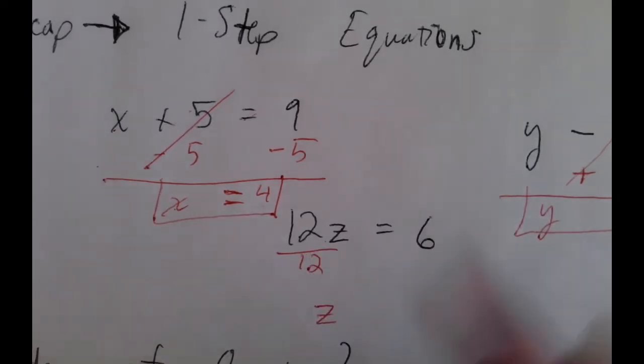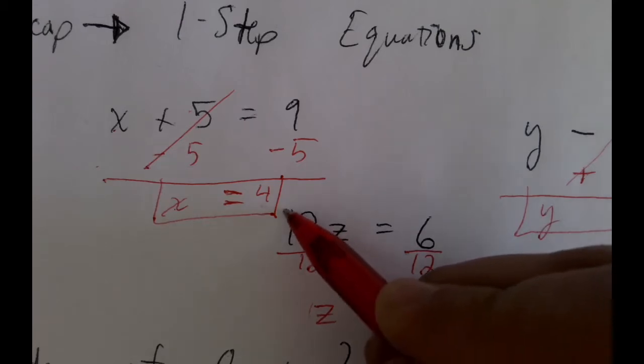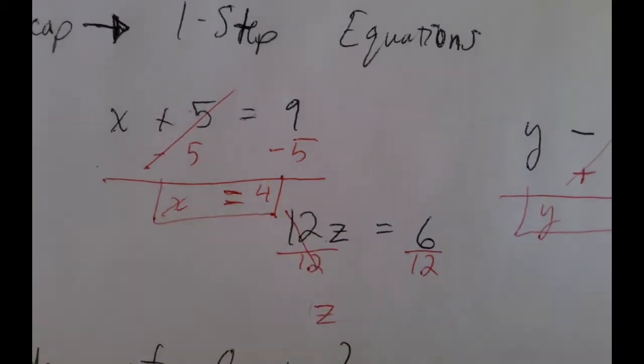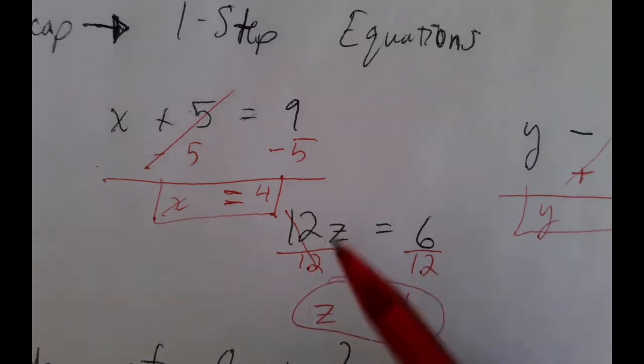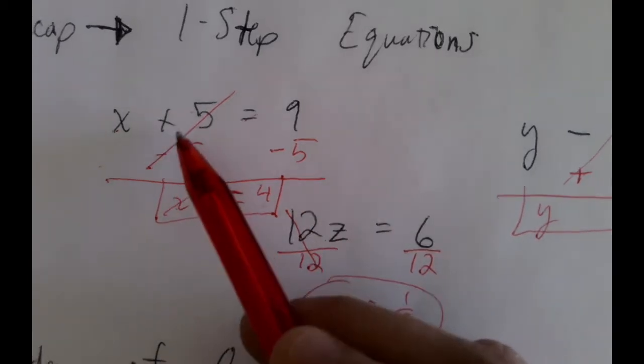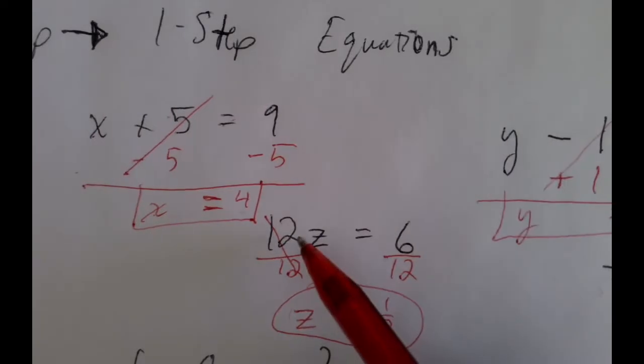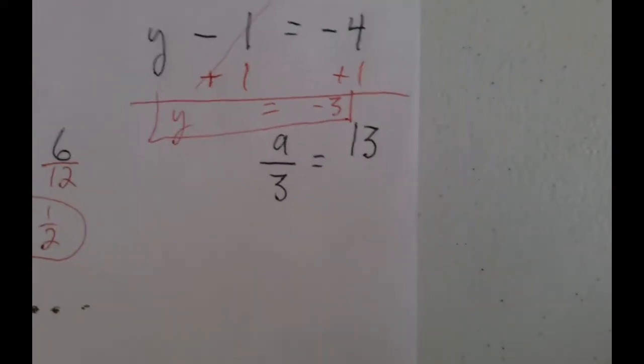Now, if I did it on one side, I've got to do it on the other side. Why does that work? Well, 12 divided by 12 is 1, or 1z. 6 divided by 12 gives me my answer of a half. So, addition and subtraction cancel each other. Same here. Division and multiplication will cancel each other. So one more before we move on to the two-steppers.